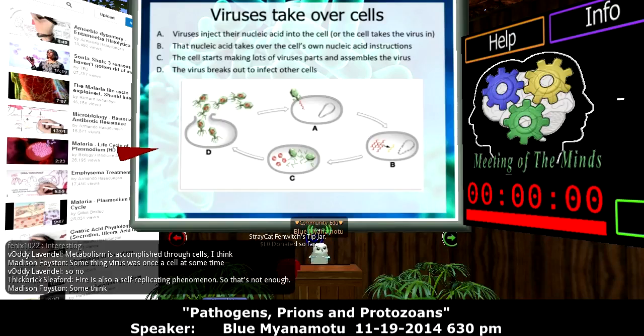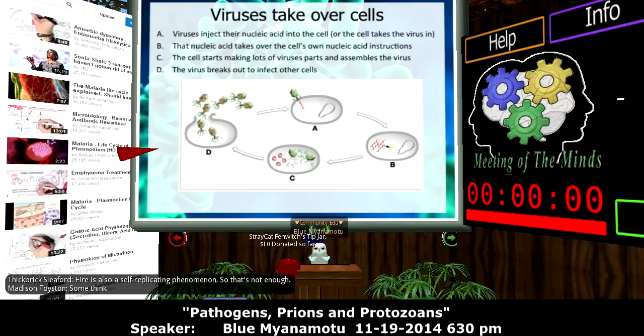Let's see, Vadi says metabolism is accomplished through cells. Exactly right. Let's see, Madison says something about a virus once being a cell at some time. Yes, and in fact what's interesting is that in some cases, when viruses pop out of cells, their protein coat is partially made out of cell membrane, which is kind of gory if you think about it. It's basically saying, oh, thank you very much, cell, I'm just going to take all of you, and goodbye, and I'm going to infect other things. Yes, Madison, you're talking about retroviruses.